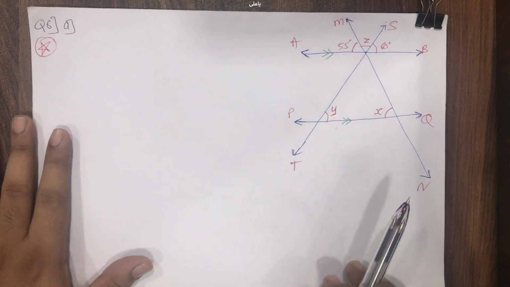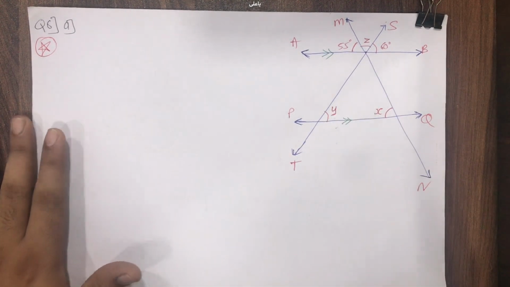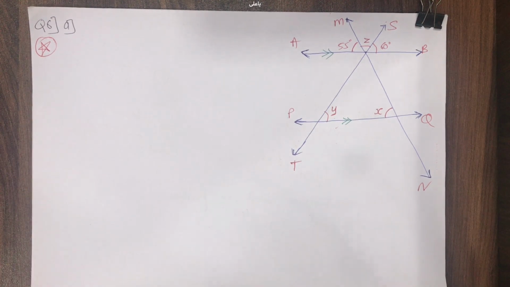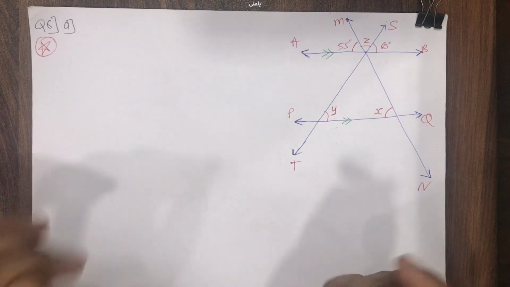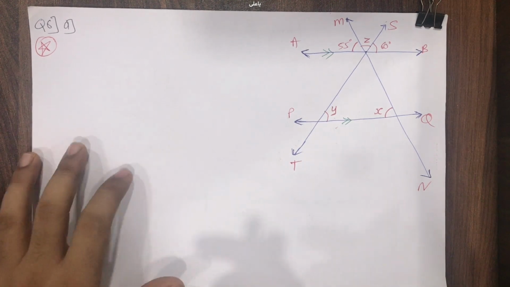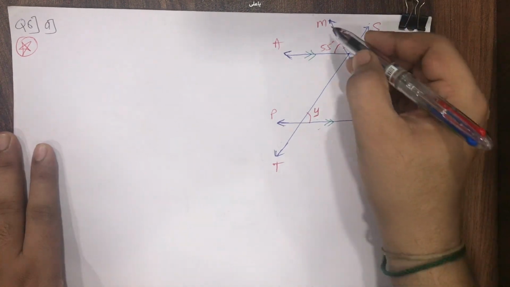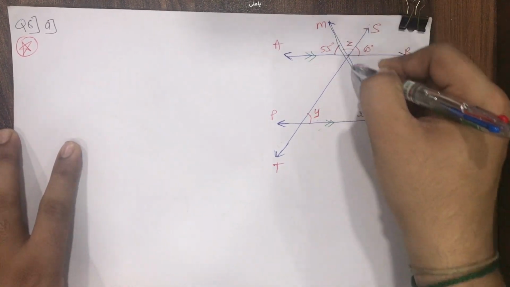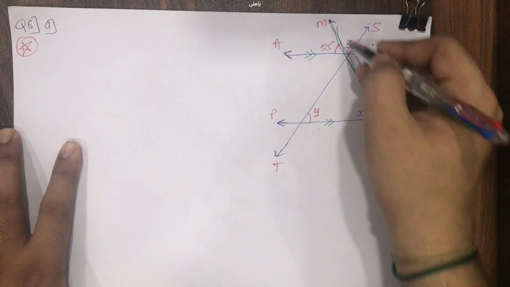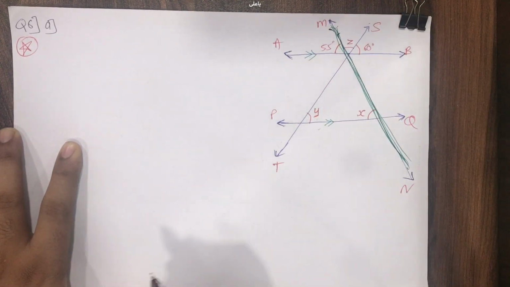What is asked of us? They have asked for the variables. We need to find the value of X, Y and Z. Now see, it's so simple, students. Just pay attention. I want you all to just see the first transversal. I'm highlighting it with the green color. This MN is a transversal, right? The diagram looks very complex, but see, I have highlighted this with the green color.